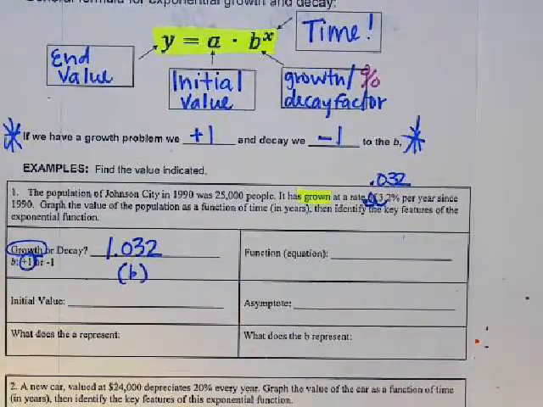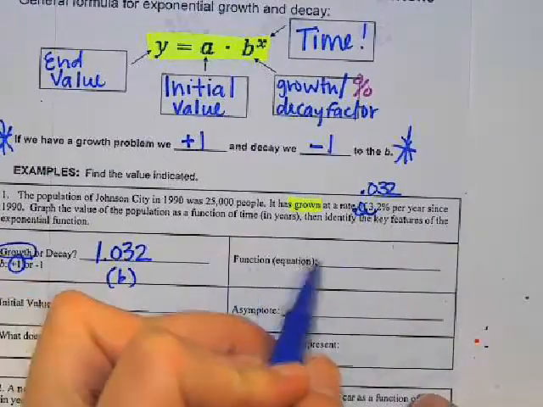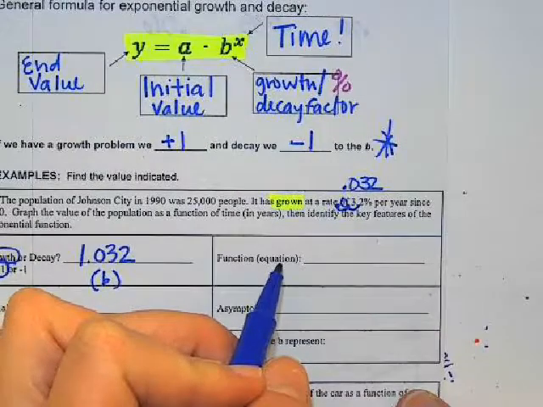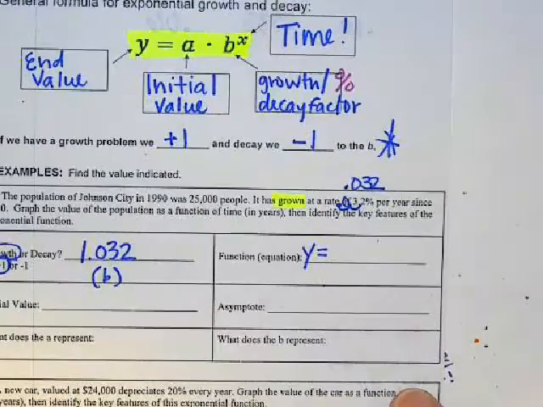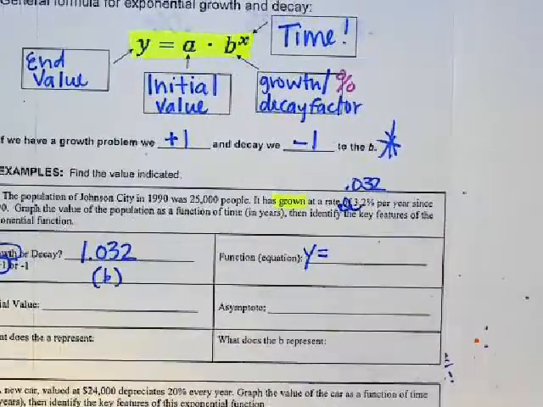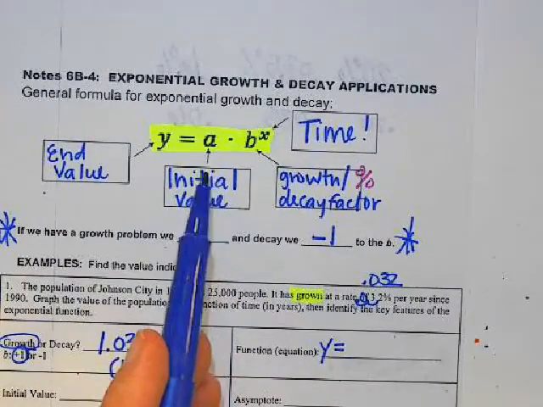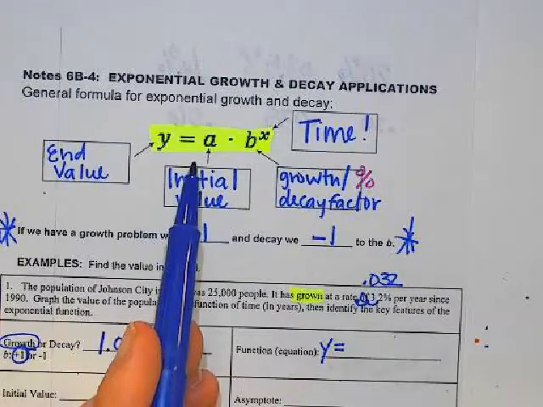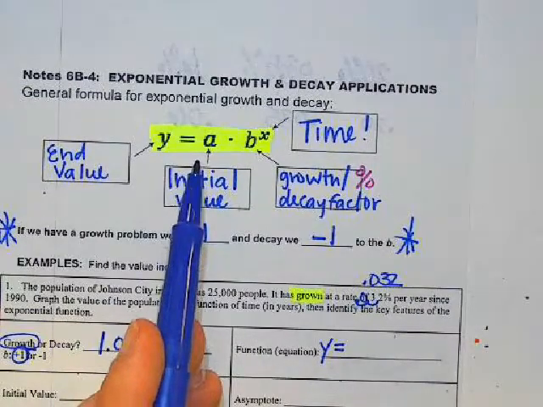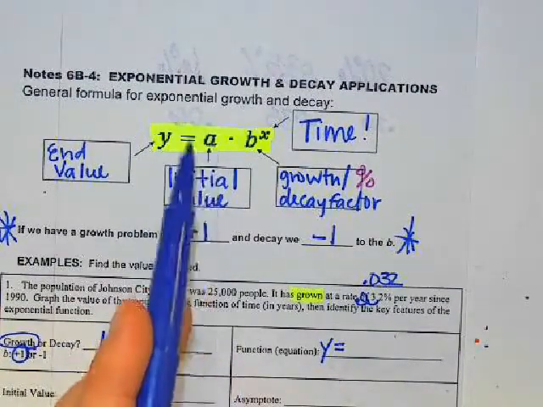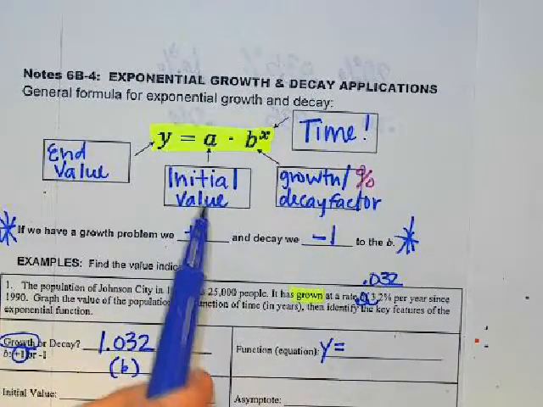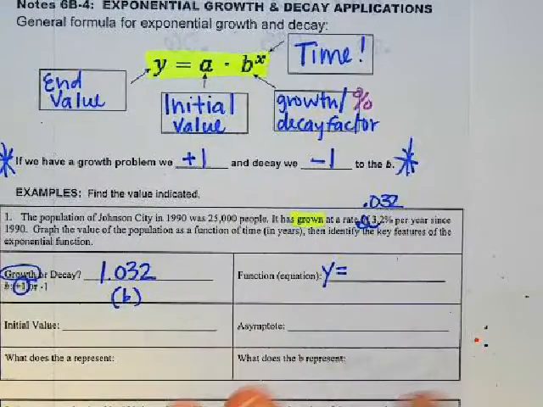Okay, so here we go. We're going to write our equation. Do I know my total amount at the end? No. We don't know the total amount of population at the end. So y equals, that's my end value. Now, A comes first. What does A stand for? Initial value.